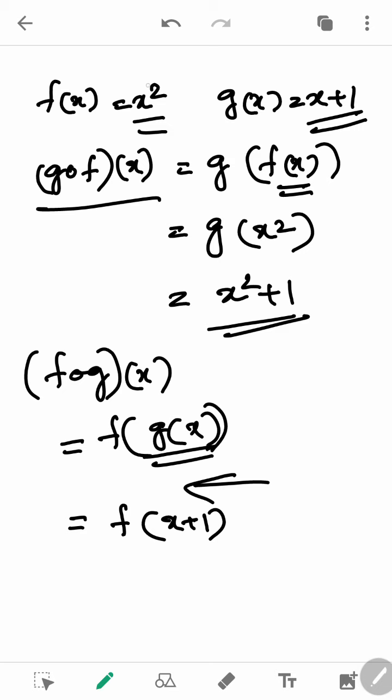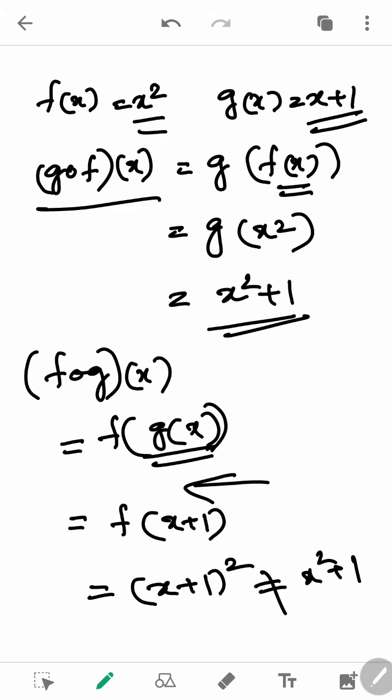In the place of x in f of x, what should we give? We just have to give x plus 1. When we give x plus 1 in the place of x, what do we get? x plus 1 the whole square. Is this equal to x square plus 1? No. x plus 1 the whole square is entirely different from x square plus 1.